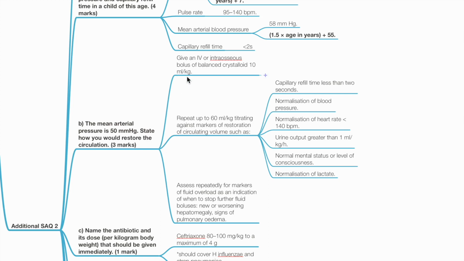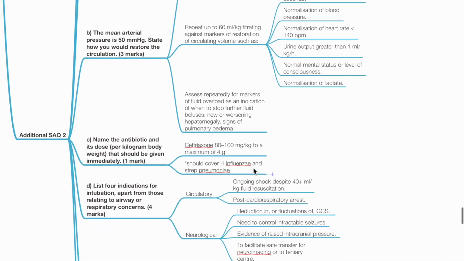Give an IV or IO bolus of balanced crystalloid 10 ml per kg. Repeat up to 60 ml per kg, titrating against markers of restoration of circulating volume, such as capillary refill time less than 2 seconds, normalization of blood pressure, normalization of heart rate, urine output greater than 1 ml per kg per hour, normal mental status or level of consciousness, and normalization of lactate. Assess repeatedly for markers of fluid overload as an indication of when to stop further fluid boluses, such as new or worsening hepatomegaly, and signs of pulmonary edema.